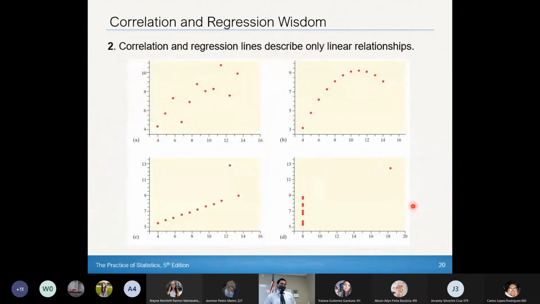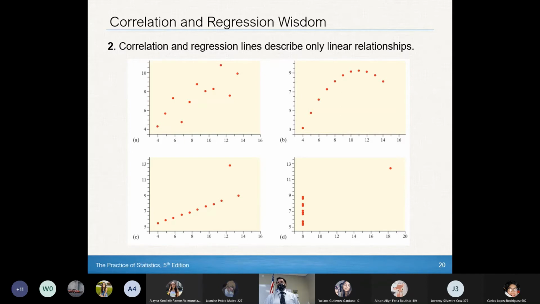Number 2, correlation and regression lines describe only linear relationships. Right. You can calculate the correlation and least squares regression line for any relationship between two quantitative variables. But the results are useful only if the scatter plot shows a linear pattern. You should always plot your data. See what it looks like.